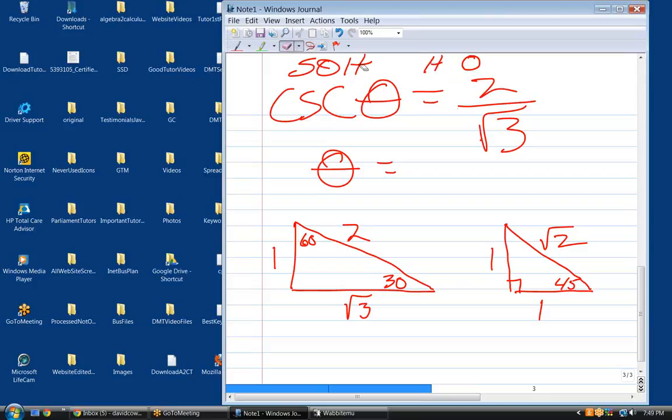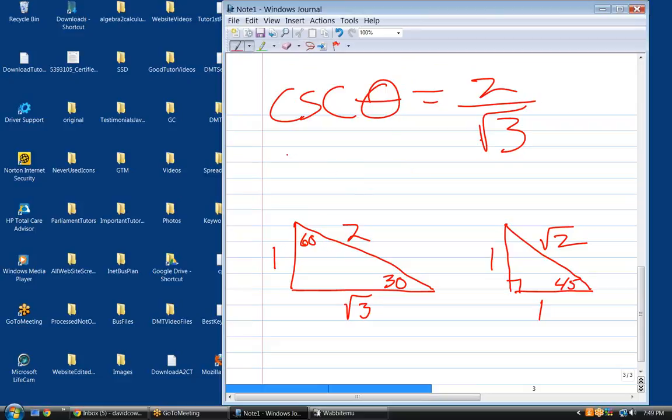Instead of opposite over hypotenuse, it's the hypotenuse over the opposite. Well, I said 2 over root 3. There's the hypotenuse, and the opposite is root 3. Therefore, we must be talking about that 60-degree angle. I kind of did it without translating it to sine. I'm not saying that that's the way you want to do it.